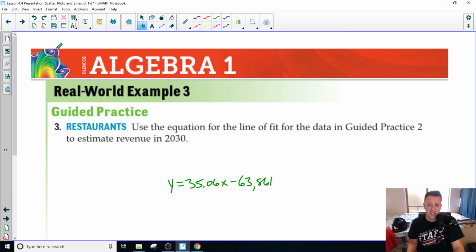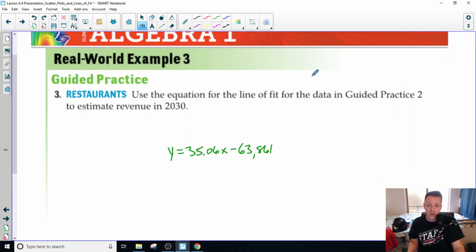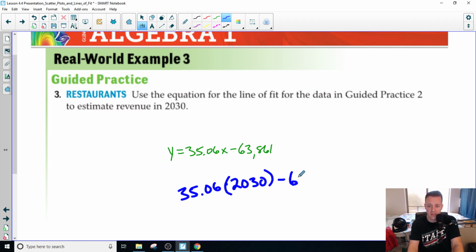And then the next one here, your guided practice. Use the equation from the line of fit from guided practice 2 to estimate the revenue in 2030. Here is the equation, and so what you would do is you would just put it into a calculator, right, 35.06 times 2030, and then make sure if you're going to put it all in the calculator at the same time that you put brackets around it so it knows the order of operations. So it would do this multiplication first, and then it would do the subtraction, and then you should get a revenue that is in line with the table above on example 2.